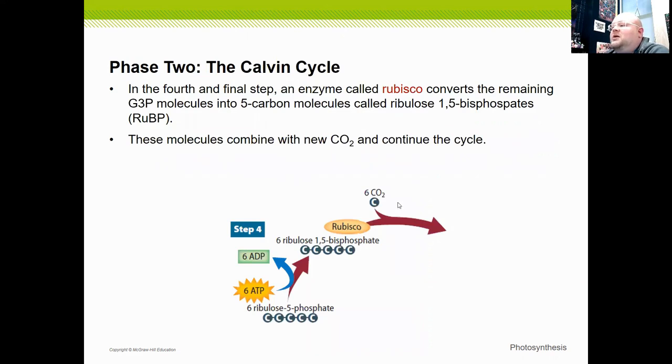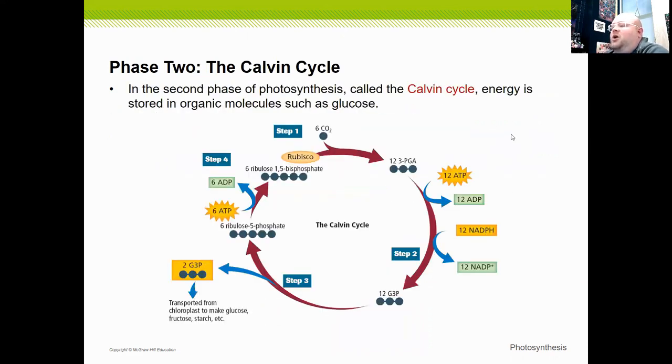What's important here to know is that during phase 2, the sun is not required. It's light independent at this point. And it makes a lot of ATP. There's a lot of ATP being made right here in the Calvin cycle, okay? That's what you need to remember. I know I just said a lot of big fancy science words, but you need to remember that lots of ATP are made during the Calvin cycle.